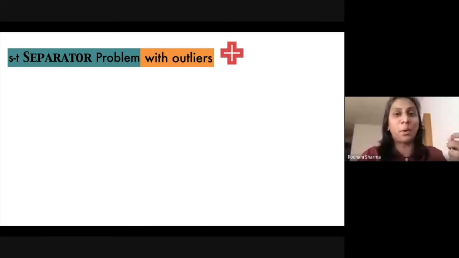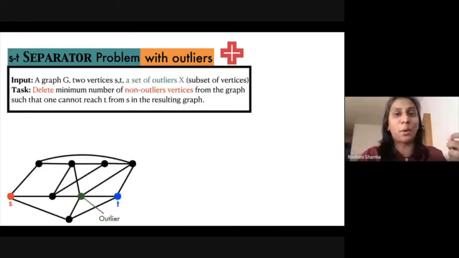So this problem is defined as follows. The input is the same as the previous problem, but now we also have a set of outliers, which is the set of vertices X. And now the goal is to delete a minimum number of vertices that are non-outliers. So now we're not allowed to delete the outlier vertices because they refuse to participate in saving the fragile district. So we can only delete the non-outlier vertices such that after their removal, the same thing happens: you cannot reach T from S.